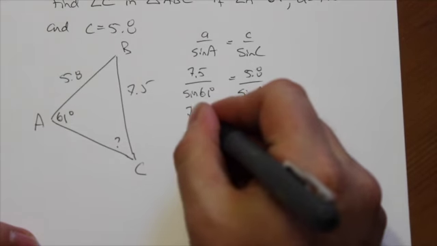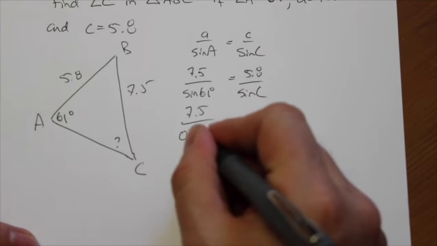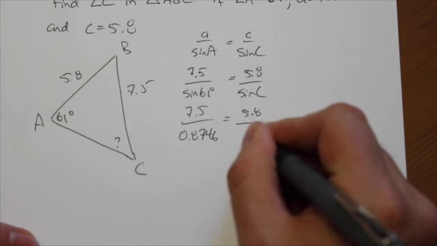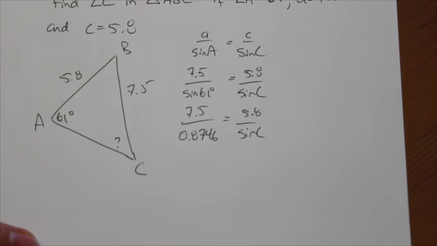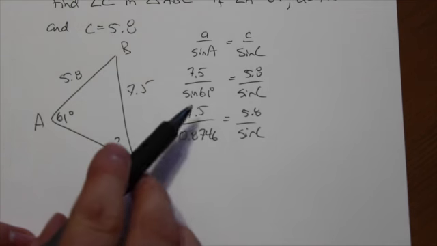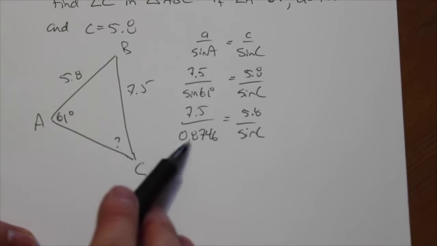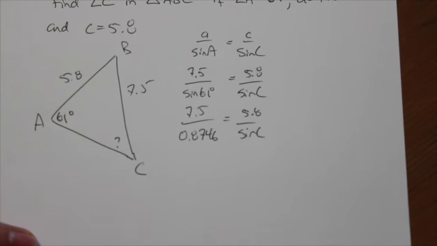Okay, and like I've done before, what I'm trying to do here is help everybody avoid mistakes that get made on the calculator when you try to do too much in one step. I'm just going to evaluate what the sine of 61 is here to 4 decimal places. So sine of 61 I know is 0.8746.